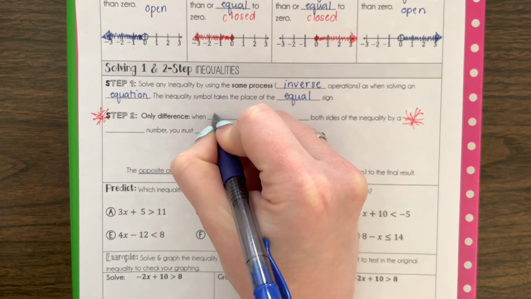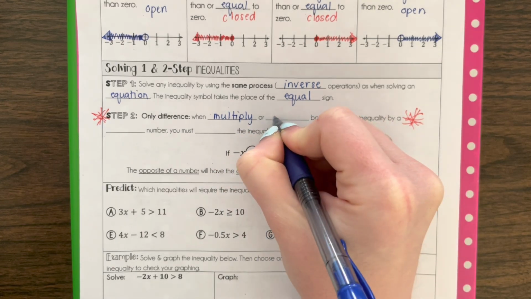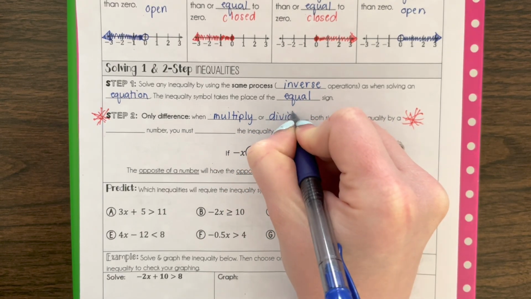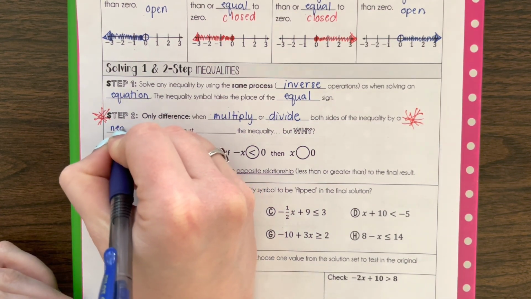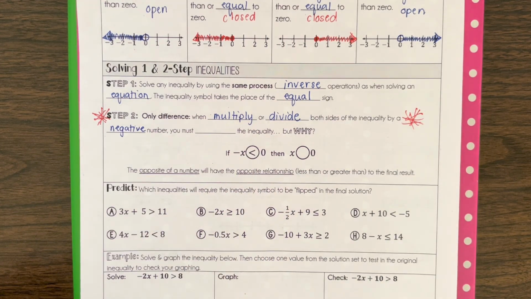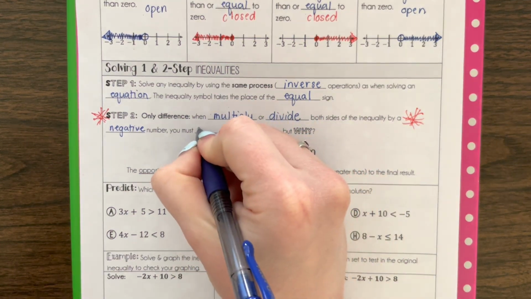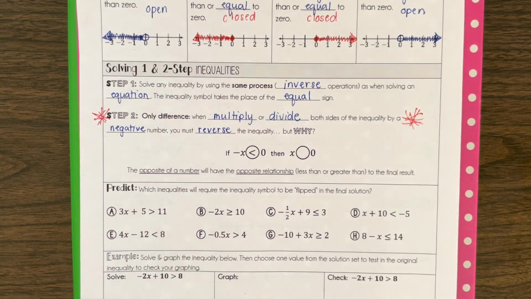When we multiply or divide both sides of the inequality by a negative number. Whenever we multiply or divide by a negative number, we must do something very special. What we are going to do is reverse the inequality symbol. But why?